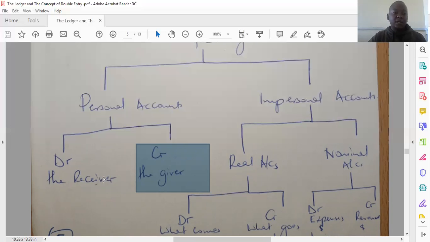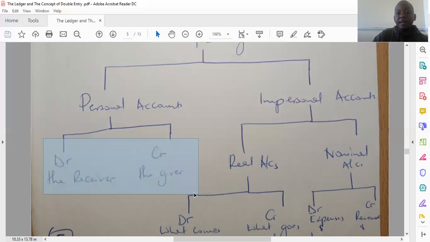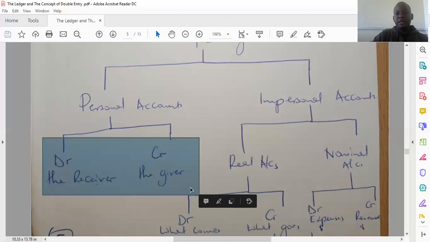So for personal accounts, in short, we always debit the receiver and credit the giver. I hope we are together. The receiver, for example, is a customer that we've sold to on credit basis. He has received our goods. He is the receiver, so we debit his account. For the supplier, he has sold to us goods on credit basis. He is the giver, so we credit his account.